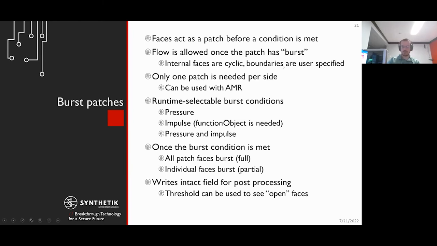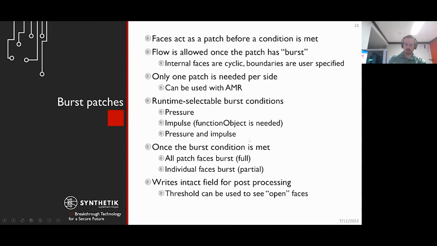So the main benefit of this is that you can use it with adaptive mesh refinement. The cyclic ACMI patches tend to give problems because of the way the refinement's done, that can cause it to break, just because it doesn't really know how to do certain things. So these burst conditions basically tell you when that phase transitions. Right now, we just have pressure, impulse, and pressure and impulse, where if you're going to use impulse, you have to have basically an impulse field stored. The easiest way to do this is with the function object. But again, this is a runtime selection table, so if you have some other condition, it's pretty easy to add.